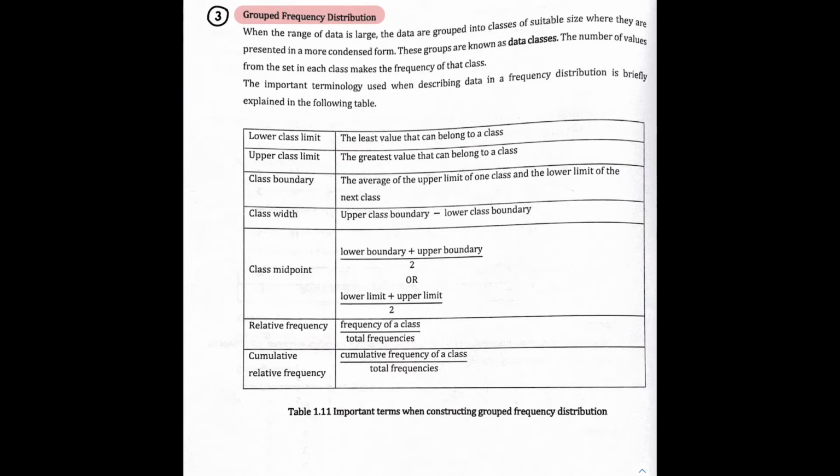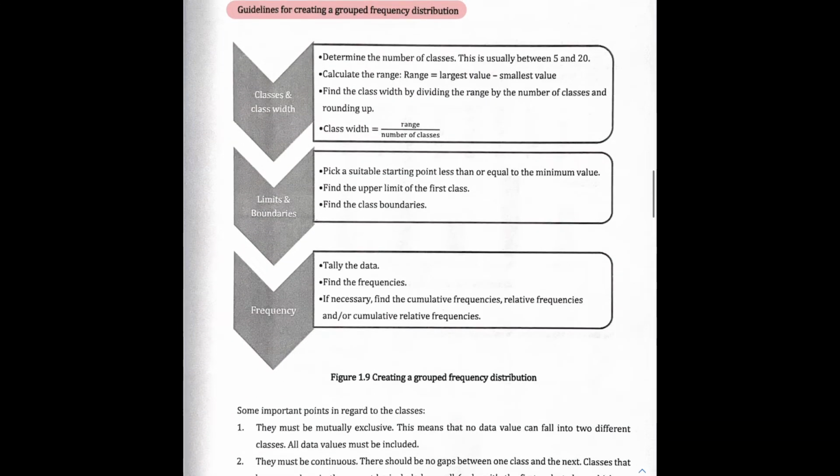So for that type of question, to construct the table, you have to follow this guideline. The first one, determine the number of classes. This is usually between 5 and 20. So for your project, to construct the table, make sure the number of classes is from 5 up until 20. It depends on how big your range is.